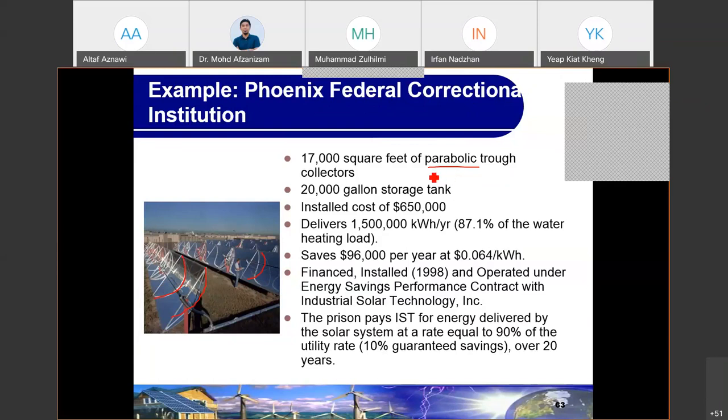Some designs might use this kind of shape. Let's say this one is your solar collector, and this one is your concentrator. Some might use, let's say this is your collector, and they go in the parabolic. So this is parabolic. Some designs might be straightforward, just a flat, left and right, just to ensure that it reflects the sun ray to the collector to obtain the higher gain of the solar irradiance.